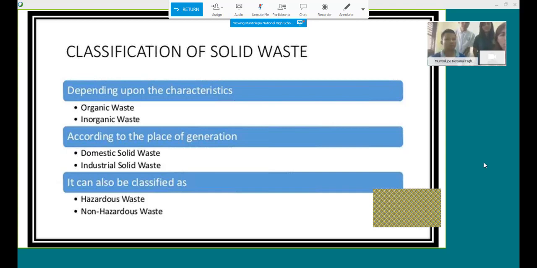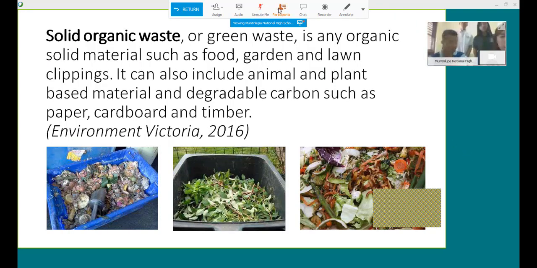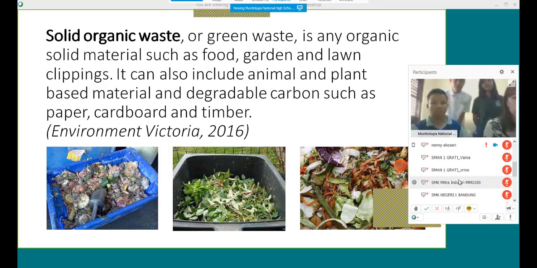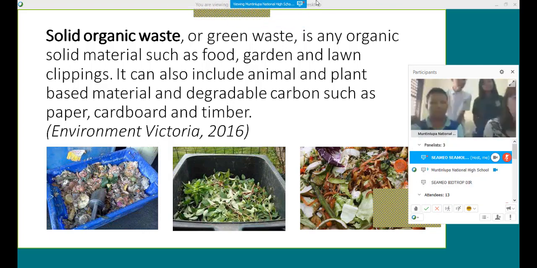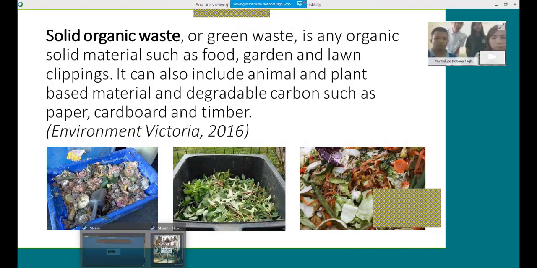These are the classifications of solid waste. First, depending upon the characteristics, we have two: organic waste and inorganic waste. Second, according to the place of generation: domestic solid waste and industrial solid waste. It can also be classified as hazardous waste and non-hazardous waste. Now we will focus on organic waste. What is solid organic waste? It is any organic solid material such as food, garden and lawn clippings. It can also include animal and plant-based materials and degradable carbon such as paper, cardboard, and timber.